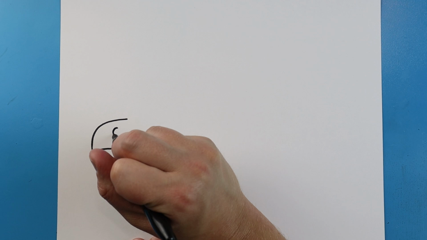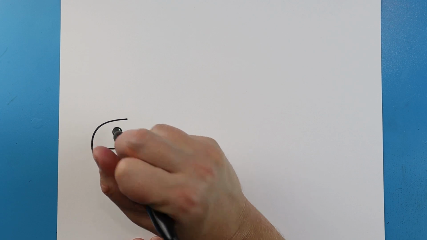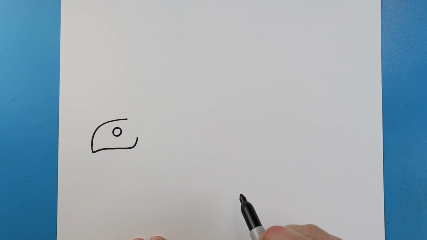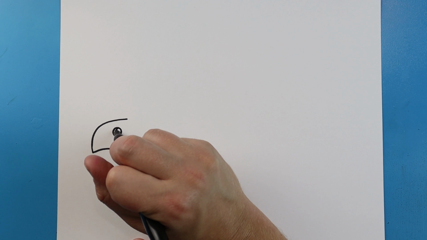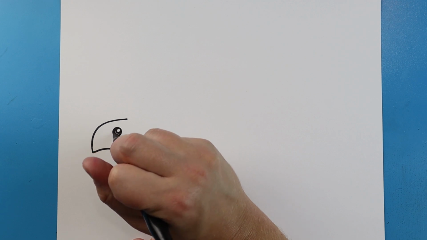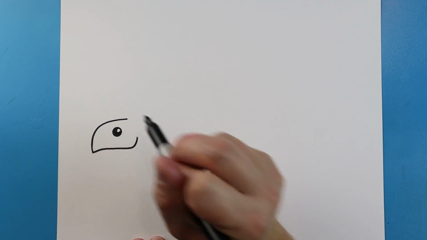Right here, I want to make a small circle shape for the eye. I'm also going to add a smaller circle in there, then I just want to color in the rest of it.